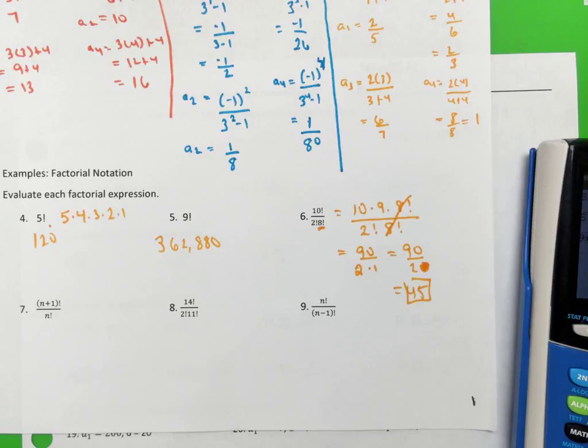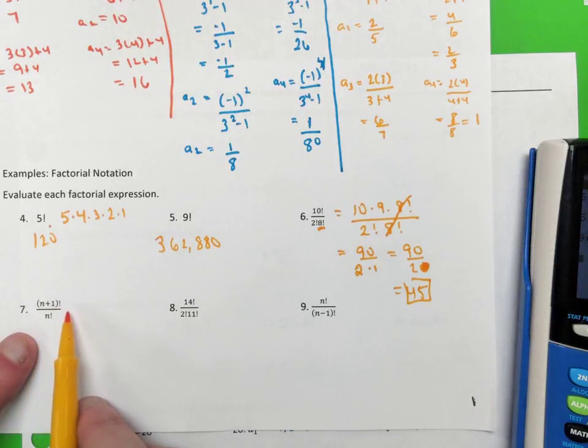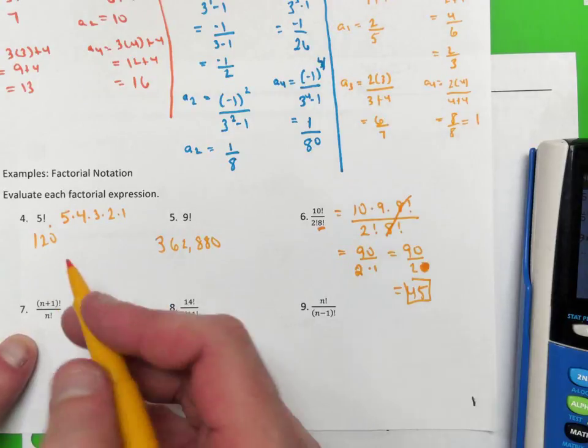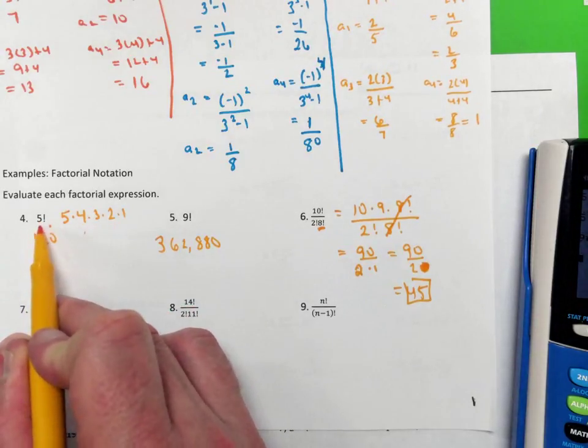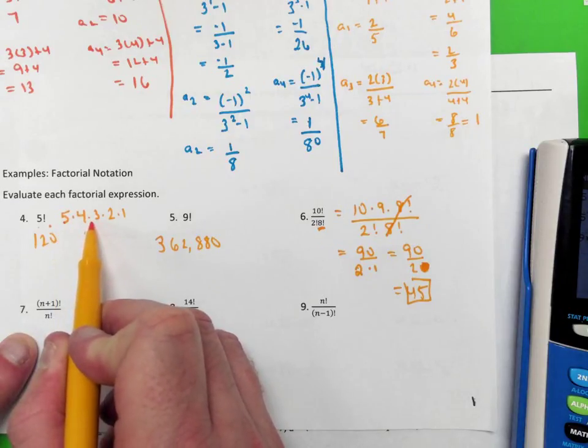Alright, let's look at number 7. It's a little bit different. You see some variables in there with factorials. But it's really simple, so don't let it overwhelm you here, okay? Now, n plus 1 factorial over n factorial, okay? You know you're going to start from where you began and work your way back. Okay, so let's relate it to this number up here. 5, and then 1 less came after 5.